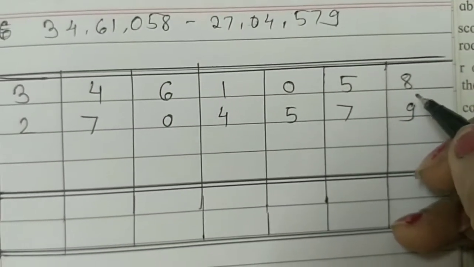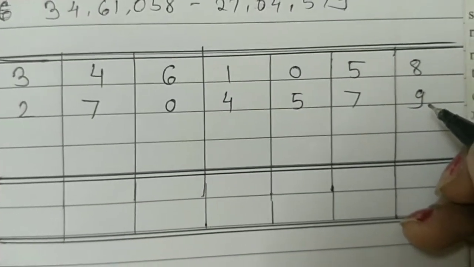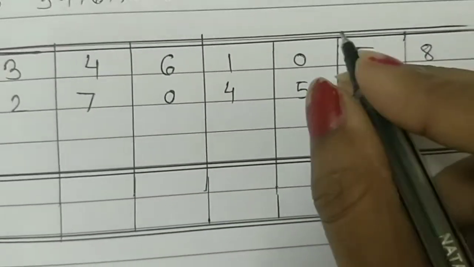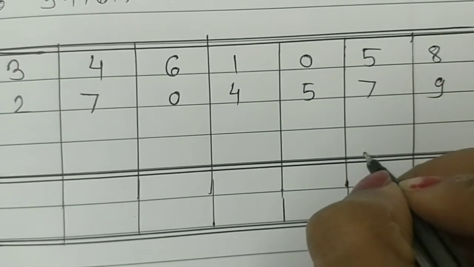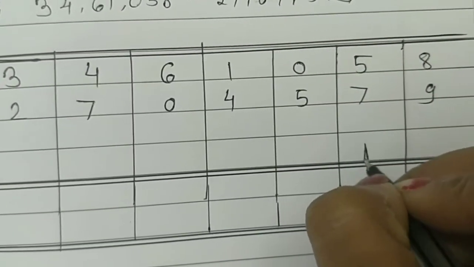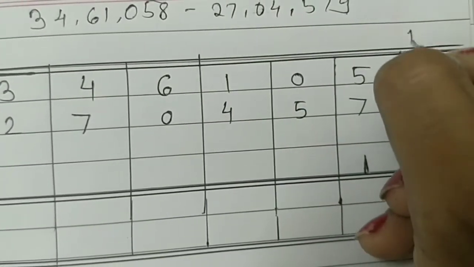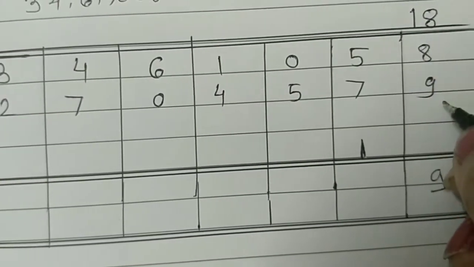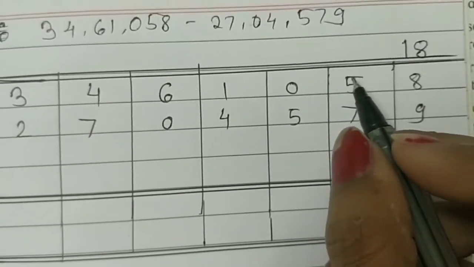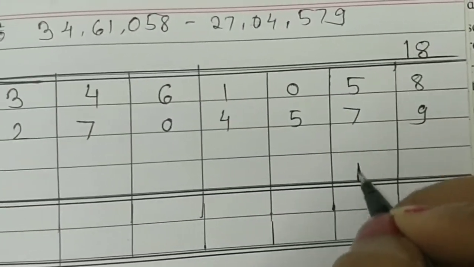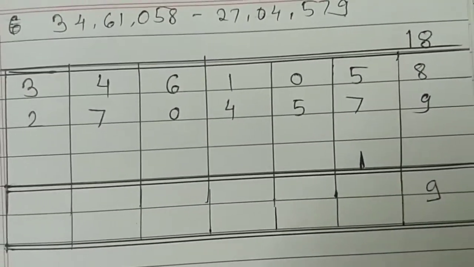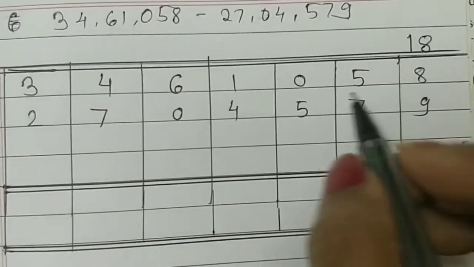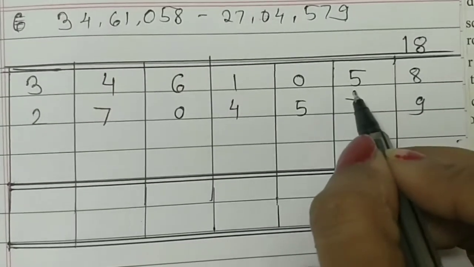Okay, this 8 minus 9 is not possible. That's why we are going to borrow 1 from this 5, and when you borrow, you note it down here and you make this 18. So this becomes 9. 18 minus 9 will give you 9. And since we had borrowed 1, we are returning that one at the bottom of these two numbers. So this becomes 8.